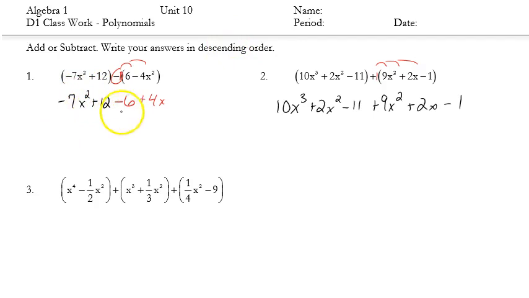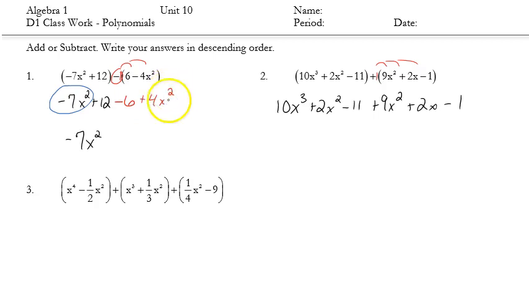I like to look at this as far as like terms, find the largest exponent term first. In that case, it's x squared. There's no other x squareds. So I have -7x squared. The next is my x term. Oop, and I screwed that up.